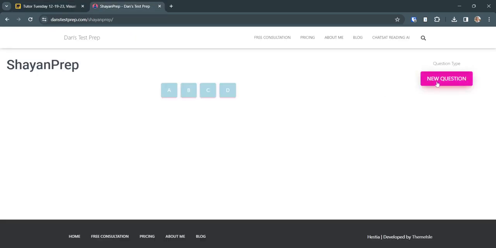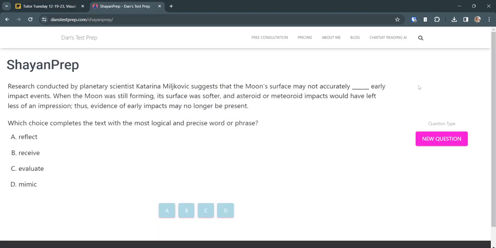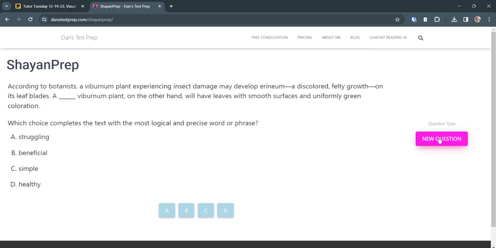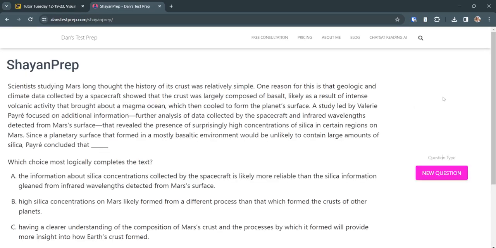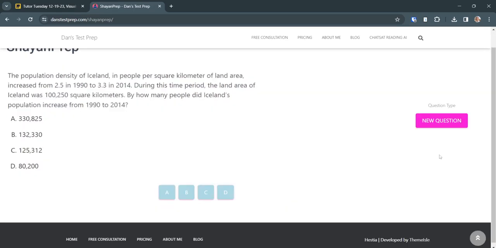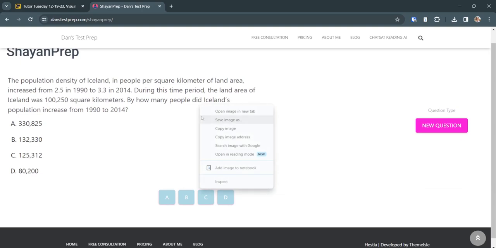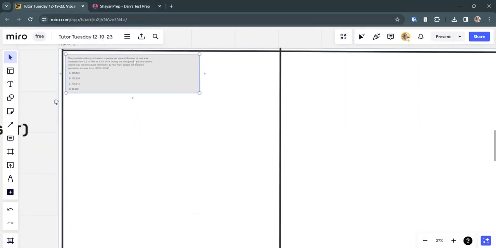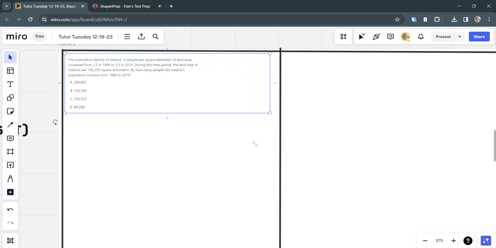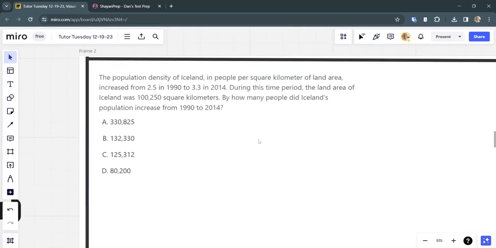I'll start us off. I'll show you guys what I mean. So if I hit new question here, I get a reading question. It's totally randomized, so I can get reading, math, whatever. And if it looks too easy or too hard, you guys can let me know. We can look for different questions. But I think starting off with math might be our best bet here. So that's usually a nice way to start out.